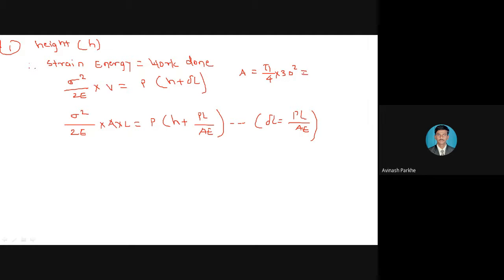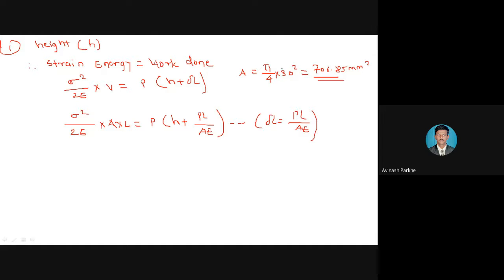Before that calculation, if I calculate the area, pi by 4 into 30 square, what will be the cross sectional area? Please do the separate calculation. We can put the area directly in the formula. Yes, 706.85 mm square. Okay, this will be the cross sectional area.